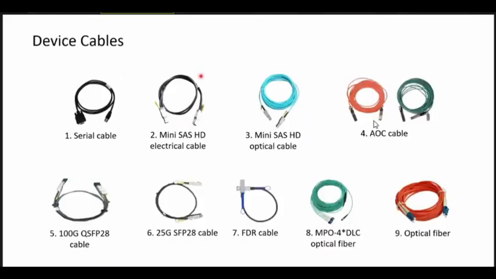Device cables: of course, depending on what kind of backend or front-end environment you're running, you might need serial connections, mini SAS HD, optical HD cables, AOC cables, quad SFP, SFP28, MPO cables, optical fiber. Depending on what kind of cables you need, you will find them. It is advisable that you choose your SFPs, your small form pluggables, and your cables together, right?